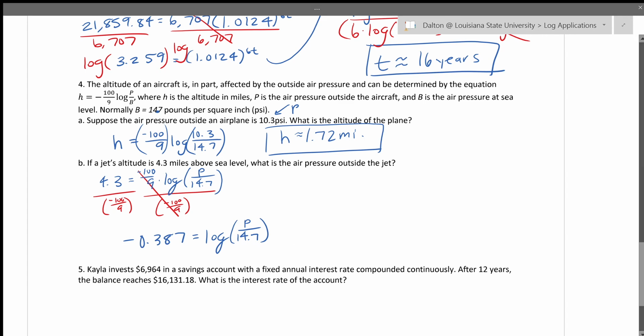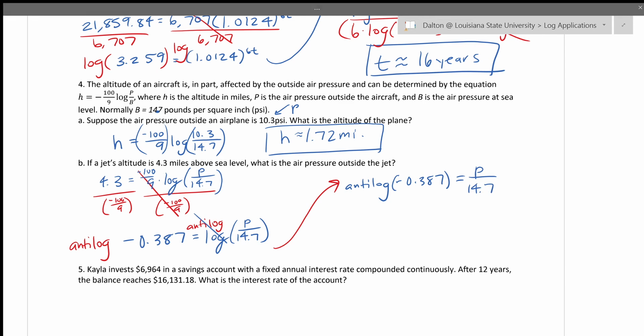However your brain is thinking about this, you can go ahead and take the antilog of both sides. Now, an antilog. When I go to my next step here, on the left side I have the antilog of negative 0.387 equals, on the right-hand side, an antilog of a log cancels, and we're left with just p over 14.7.